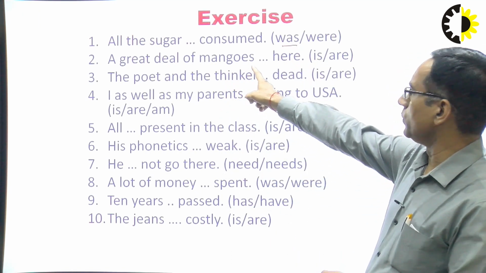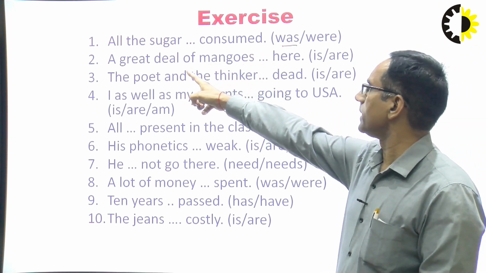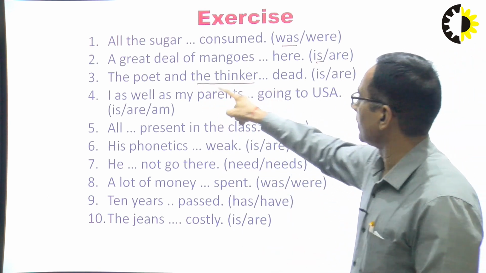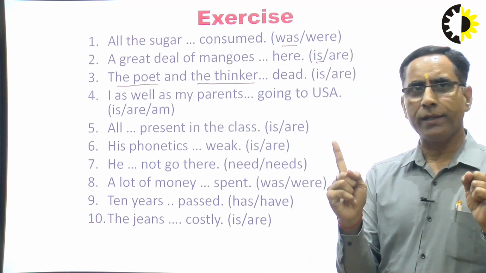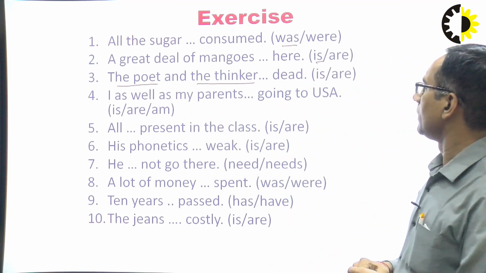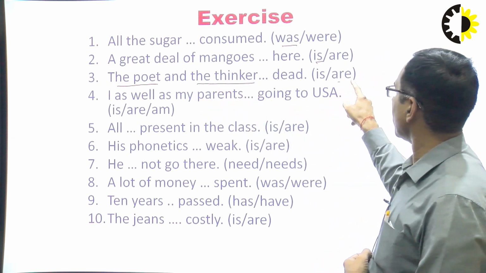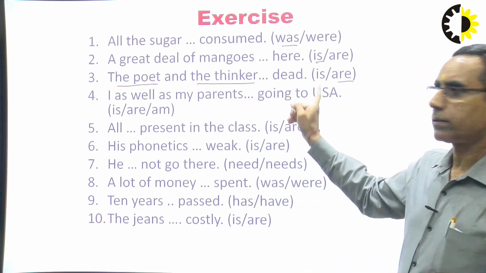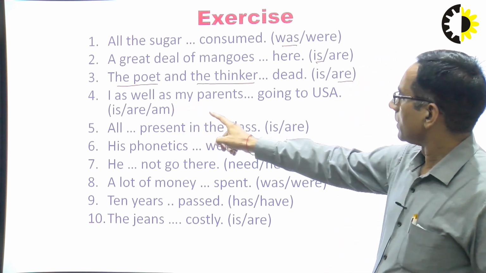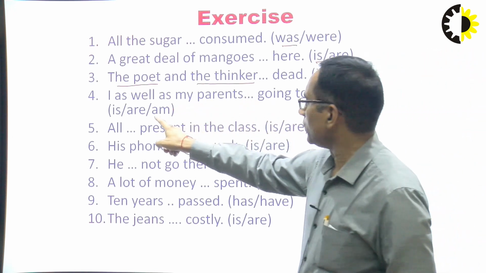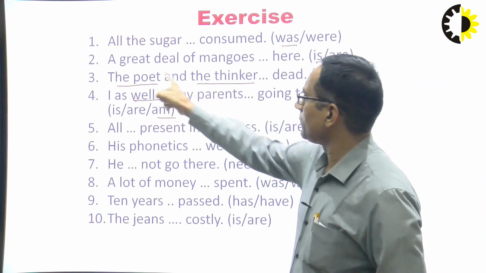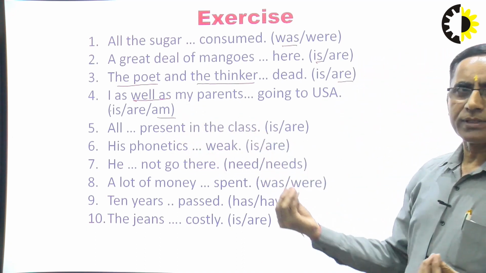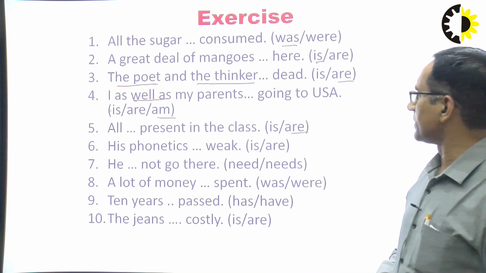"A great deal of mangoes." Mangoes does not matter. The real subject is "a great deal", so "is" here. "The poet and the thinker." Just remember, we are using two articles separately before every noun, so there are two. "The poet and the thinker are dead." If you write "the poet and thinker is dead"... "I as well as my parents am going", because whenever there is "as well as", the verb agrees with the former, the first subject, am. "All present in the class." All present means it is used as countable, are. "All are present in the class."